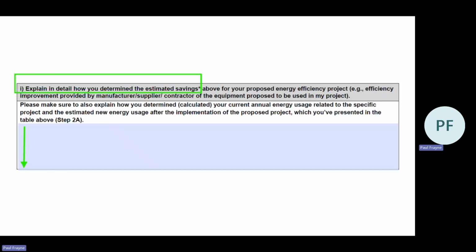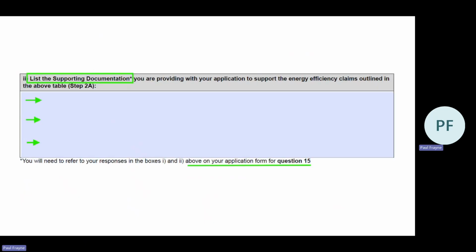Explain in detail how you determine the estimated savings for your proposed energy efficiency project. Ensure that you include the calculations used to determine the estimated energy savings. List the supporting documentation included with your application that is used to support the energy efficiency claims outlined on the energy worksheet.